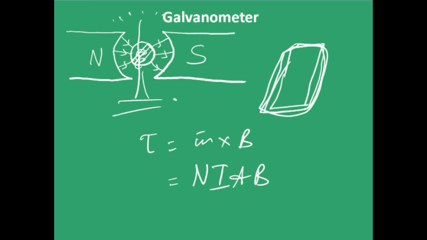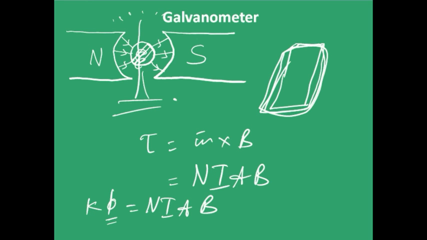This spring provides a counter torque when this coil tries to rotate. The spring provides a counter torque and it is given by some constant times the angle deflected, where k is a constant. This should be equal to this torque provided, NIAB. So that you can measure the reading through this angle.